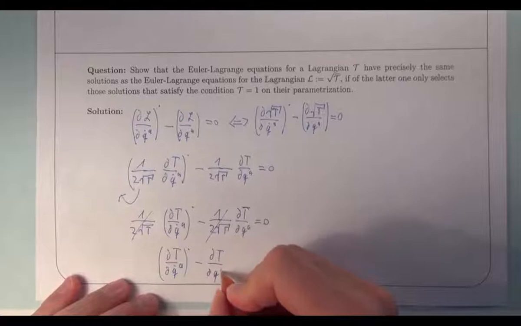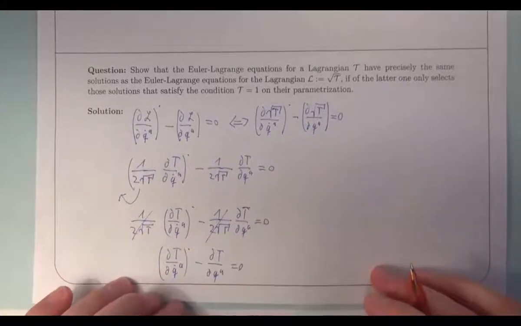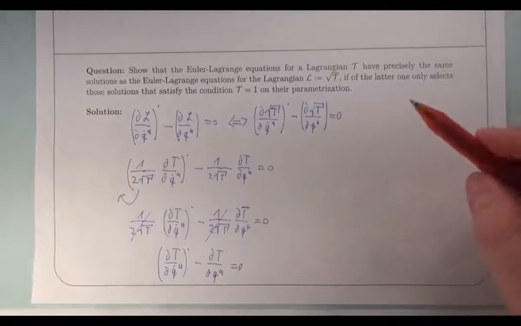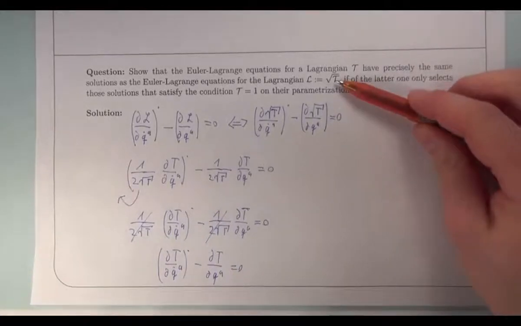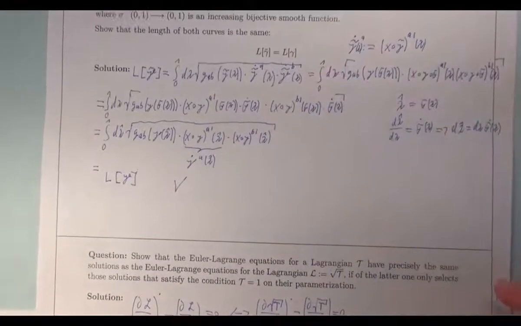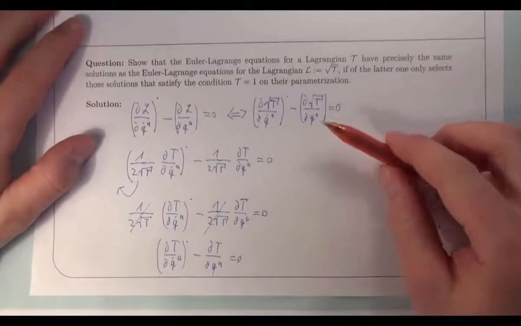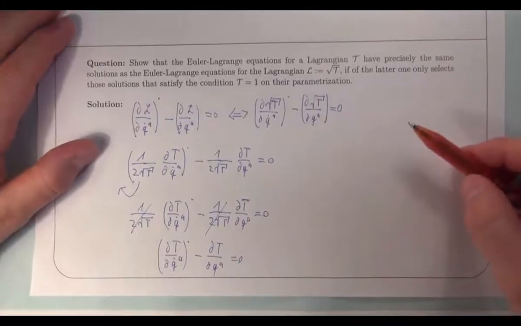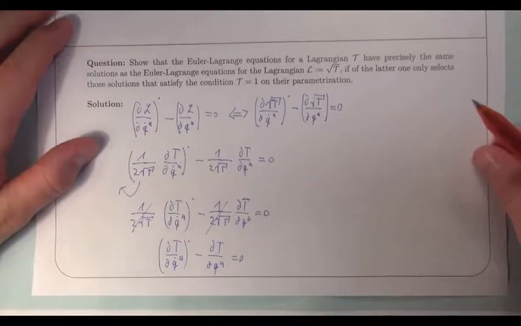You can ask, why should we do that? It's very simple. Because we see that in the length function we have a square root, and we now show that the Euler-Lagrange equations do not change whether we have a square root or not. That simplifies calculations.